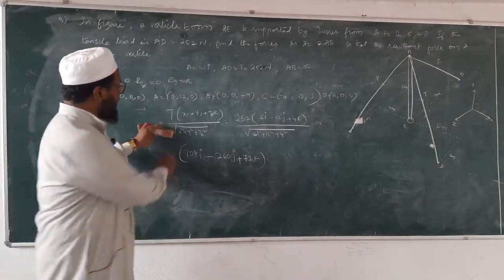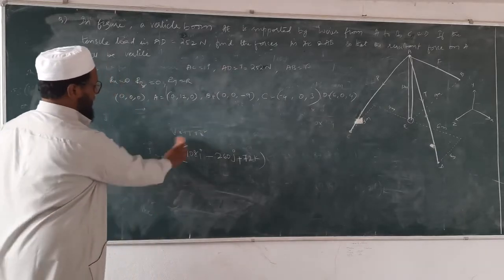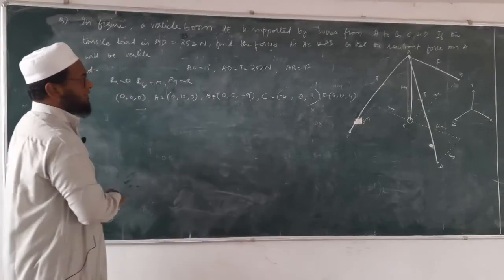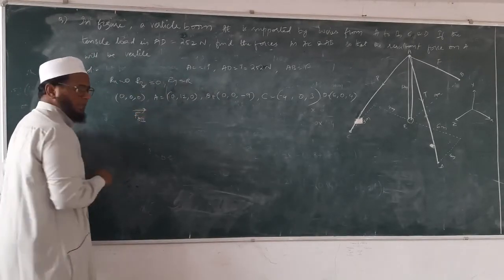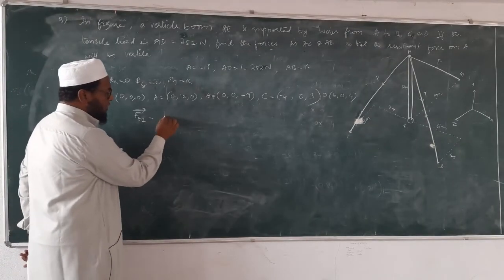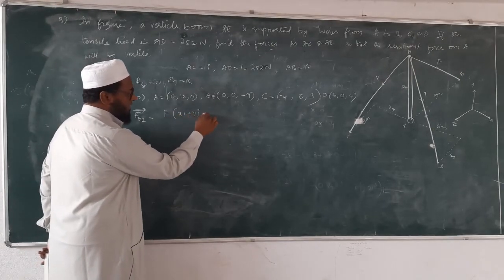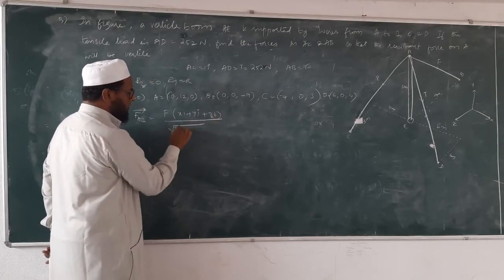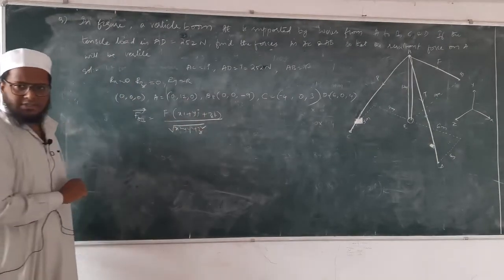So now we'll go for the force vector. What is the next force? AB. So force vector AB. Yes. Force vector AB is equal to F into (xi plus yj plus zk) whole divided by under root x square plus y square plus z square, isn't it?